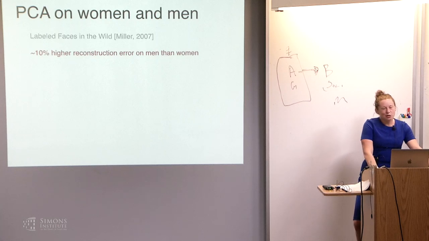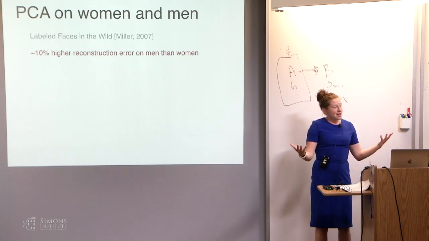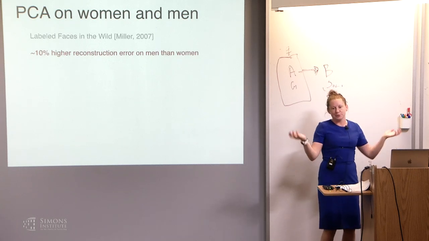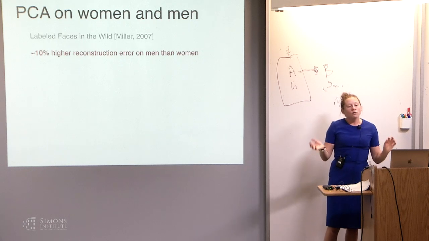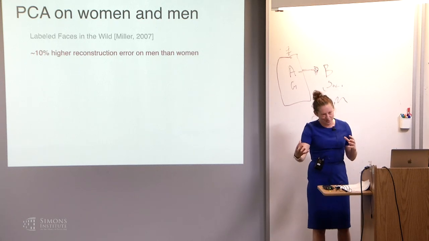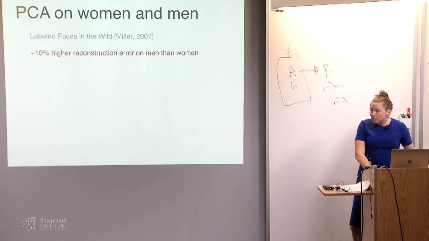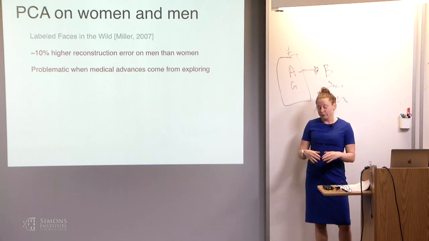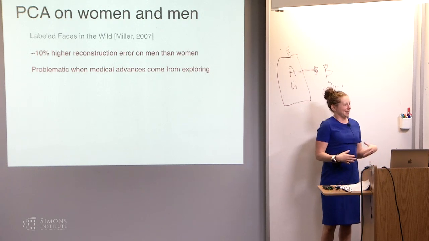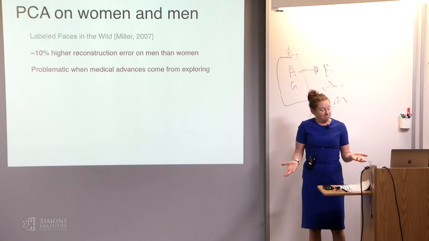Okay. So what this means is if you have some high dimensional data set, like images, and you project images of faces down onto, say, three or five dimensions, you've already lost more information about one of these groups than another. And that could be pretty problematic, right? If we're thinking about this as a pre-processing step before we find interesting patterns upon which we do medical studies.